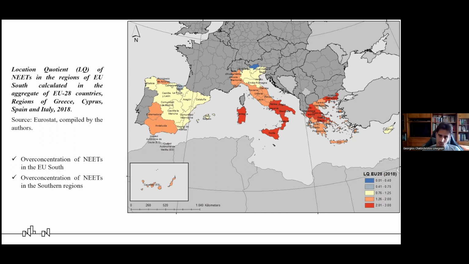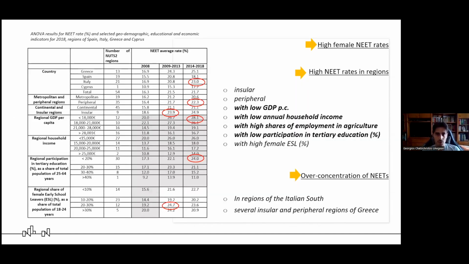So why do we have these overconcentrations? What are the parameters of these overconcentrations of people not in education, employment, or training? Of course, there are many parameters. If we run a multi-correlation, multi-regression analysis, here we can see some of the basic parameters. I will present some of them very briefly, just to contextualize our interventions, which are the most important for the present presentation.